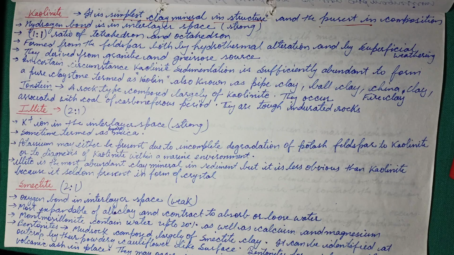Okay, there is no need of other clay minerals. It may be illite, smectite, chlorite, but there is no need of other clay minerals. Kaolinite itself is sufficient to form the clay mineral, and that clay is completely full of kaolinite. So that claystone will be known as kaolin.